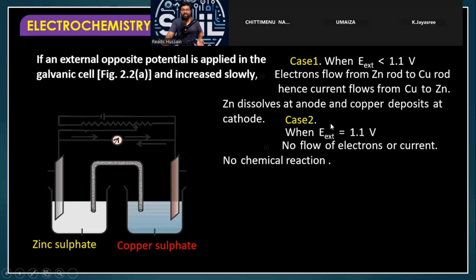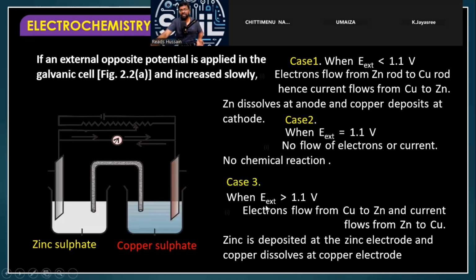This is case 2. Suppose in case 3, when the external potential is greater than 1.1 volts, that means we are applying more than 1.1 volt of voltage externally, then the reverse takes place. Reverse means what? Reverse to the first case. What happened in the first case? When the external potential is less than 1.1 volts, electrons flow from zinc to copper, current flows from copper to zinc. But in case 3, when external potential is greater than 1.1 volts, electrons flow from copper to zinc, current flows from zinc to copper. Okay, these are the 3 cases.